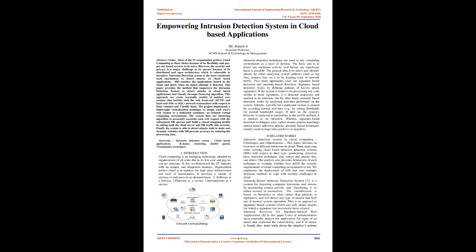Intrusion detection system is the most commonly used mechanism to detect attacks on cloud-based applications. IDS monitors the applications hosted in the cloud and alerts when an attack attempt is detected. This paper provides a method that empowers the intrusion detection system to detect attacks in cloud-based applications and classify them through a clustering algorithm. This approach can create normality models of isolated user sessions that include both the web front-end, HTTP, and back-end, file or SQL, network transactions with respect to data volumes, and classify them.